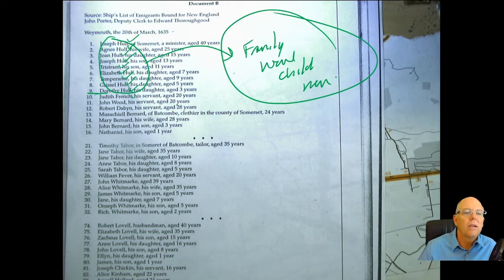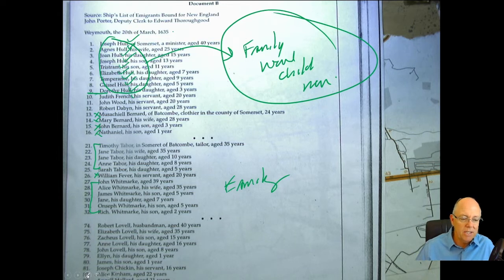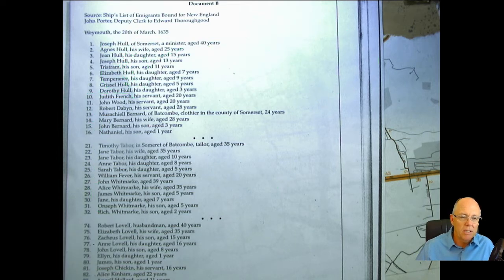Okay. His servant, a clothier. Here's another family. Bernard, his son, and his son. So there's another family. Timothy Tabor and family, and their servant. And then the Whitmarks family. Get it? So it's families, etc. And that's going to tell you about the spirit of Massachusetts Bay and Plymouth. This is for sure going to Massachusetts Bay.